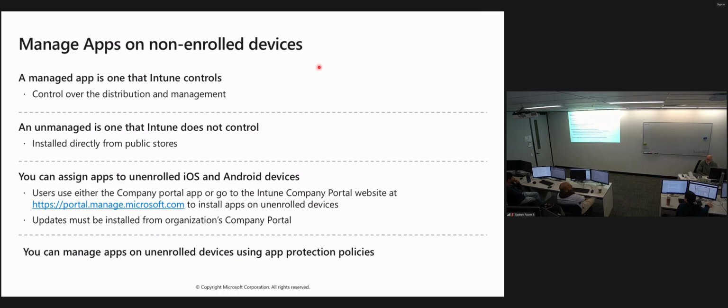I mentioned we can assign apps to unenrolled iOS and Android devices. Use either the company portal app or go to the Intune company portal website at portal.manage.microsoft.com to install apps on unenrolled devices. It's a little bit confusing as to what they're saying there. You can assign apps to unenrolled iOS and Android devices. You're not assigning the app to the unenrolled device. You're assigning the app to the user. So you're assigning it to a user who can install it on an unenrolled iOS and Android device. It's just not very good English that they've used there. And you can manage apps on an unenrolled device using an app protection policy. What are they talking about over here?